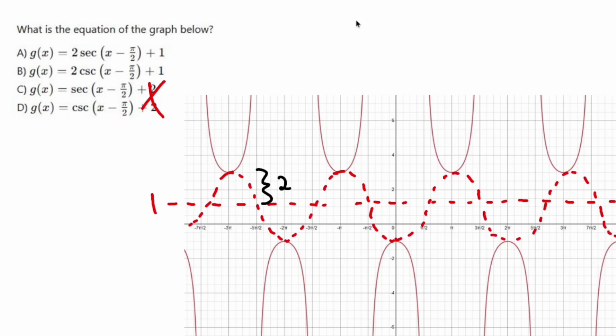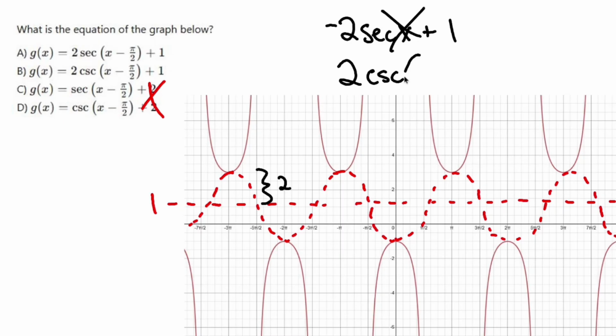Okay, so I want to say, well, that red dashed line looks like negative cosine, so this should be negative 2. Let me see, cosine is secant, so secant x plus 1. However, that's not an option for us. Although this is true, that's not an option for us because they want us to shift it over pi over 2. And when we shifted cosine over pi over 2, we actually get a sine. So this ends up being 2 sine, which is cosecant, shift it to the right pi over 2, and then add that 1.